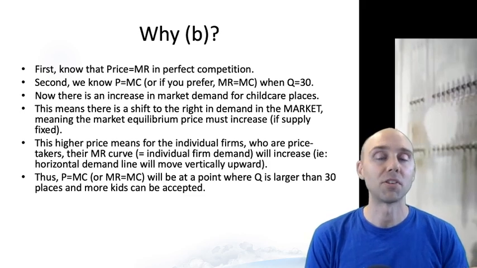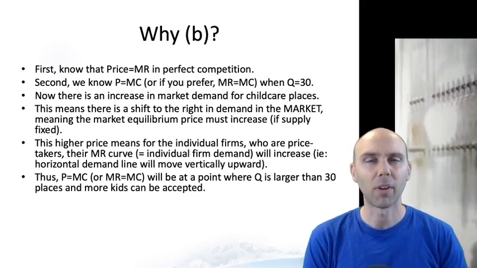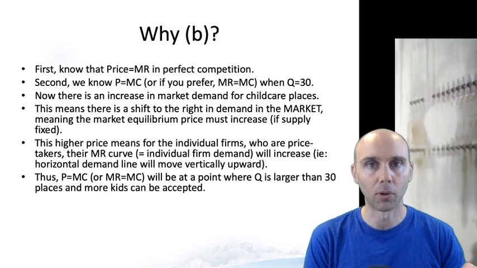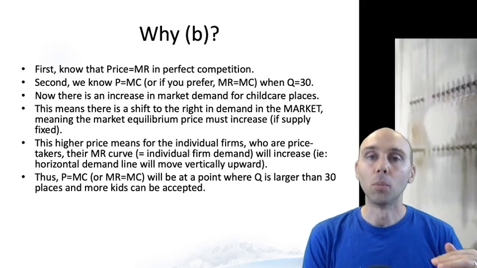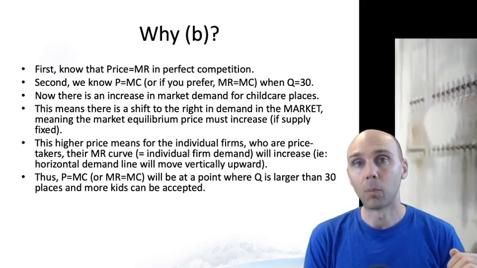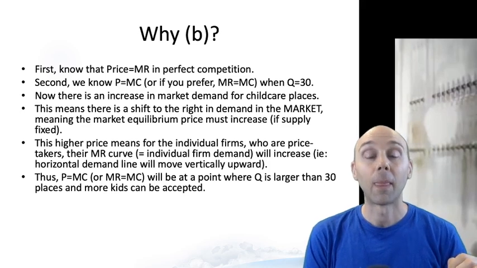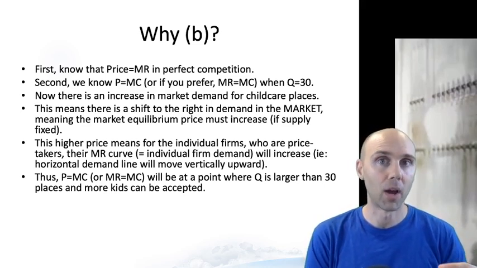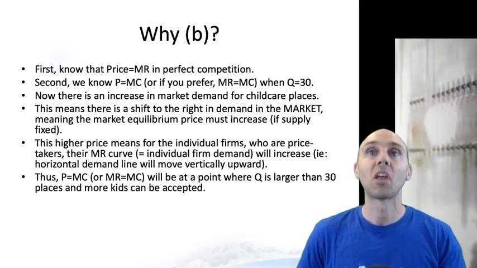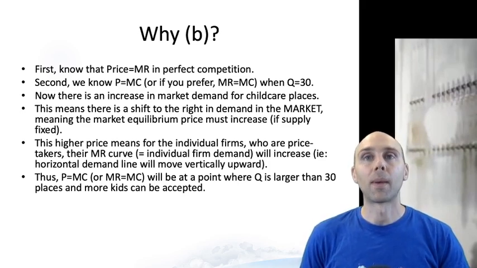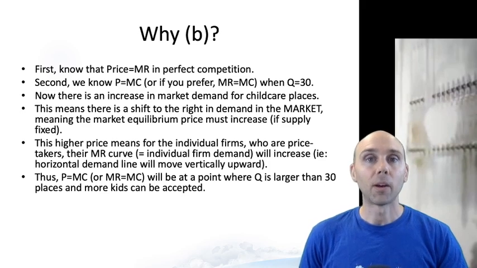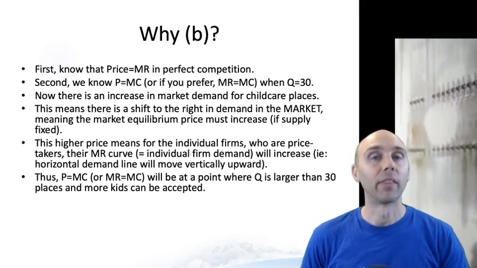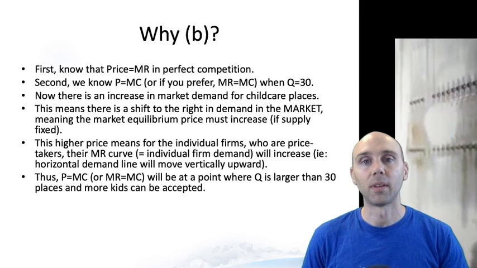Well, because our marginal cost curve is upward sloping, and you might have to draw this graph if you don't quite get it from me just speaking it, you might want to see it visually. If you move up the demand curve with an upward sloping marginal cost curve, that new intersection will be at a higher quantity, so further to the right along the x-axis. So that means that the new profit maximizing point will be at a point where the quantity is larger than 30 places, and so more kids can be accepted.